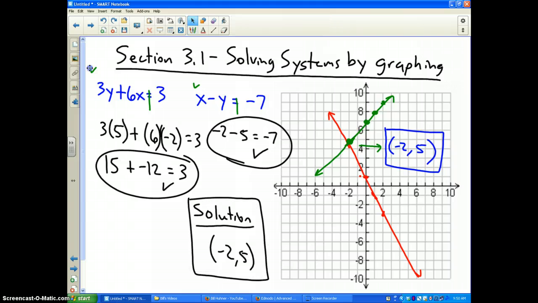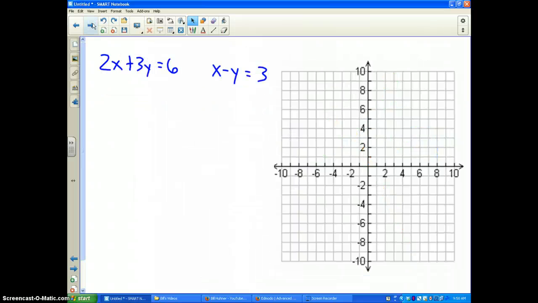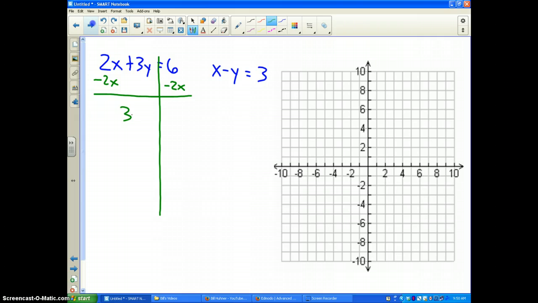All right, now it's your turn. I'd like you guys to pause the video and solve this particular system of equations by graphing. All right, first equation. Hopefully you minus 2x from both sides. You wrote it in slope-intercept form, and you get 3y equals negative 2x plus 6. And then we divide every number by 3, and you get y equals negative 2/3 x plus 2.